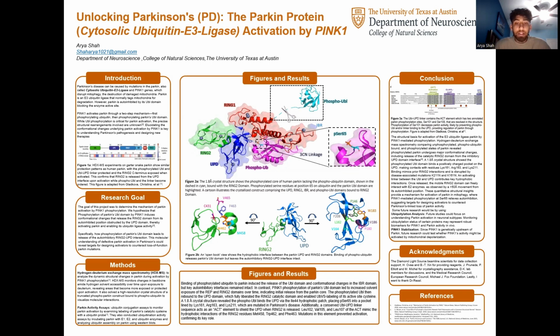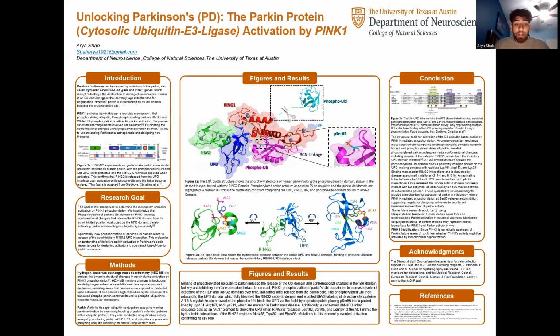PINK1 activates Parkin through a two-step mechanism, first phosphorylating the ubiquitin, then phosphorylating the Parkin ubiquitin domain. Phosphorylation is the addition of a phosphate group to a protein or other organic molecule. It is an important mechanism for regulating protein function and activity. While ubiquitin phosphorylation is critical for Parkin activation, the precise structural rearrangements involved are unknown. Elucidating the conformational changes underlying Parkin activation by PINK1 is key to understanding Parkinson's pathogenesis and designing new therapies.